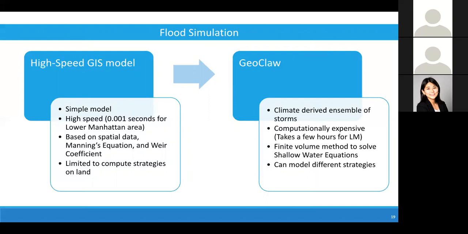It's computationally expensive, but because it is based on physical storms and shallow water equations, we think that the simulations will produce more realistic results. We can also model different strategies by placing storm surge barriers in water, which is something GIS cannot do.